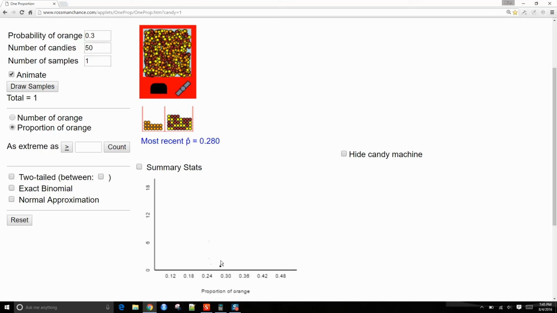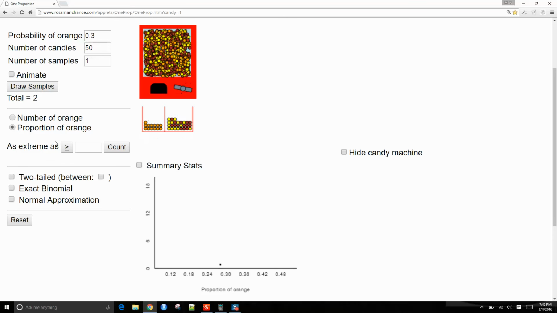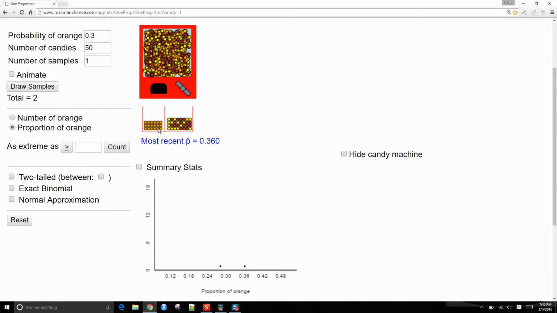To keep track of it, I'm going to create a dot plot down here. I put a dot at 28%. Then to speed it up, in this case we got 18 orange pieces, and my p hat is 0.36. I'm going to put a dot here at 0.36. We'll do this again. This time I only got 9 orange pieces.